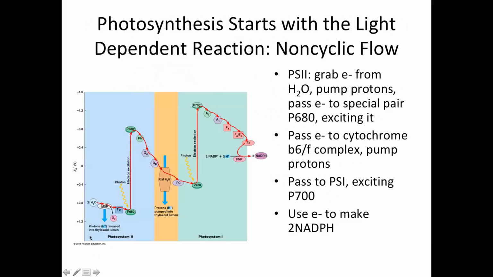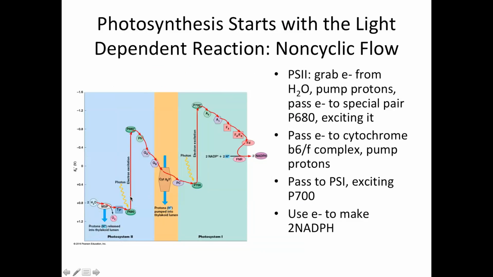So photosynthesis is going to start with a non-cyclic flow of electrons. We start with our second photosystem. I apologize for the nomenclature. They were named in the order that they were discovered as opposed to the order in which they work. So we start with PS2, photosystem 2, and it's going to strip electrons from two molecules of water, pumping the hydrogens into the thylakoid lumen and releasing oxygen.